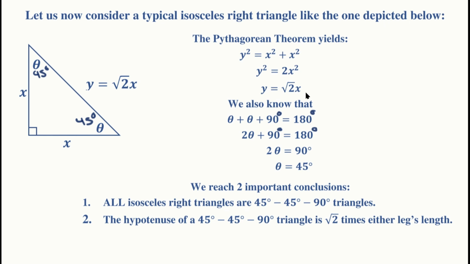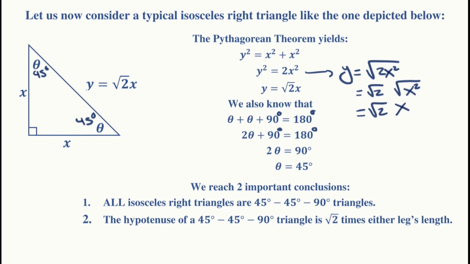We took the positive version because it's a length, and notice that the skipped step is that y equals the square root of 2x squared, which we of course can break up as the square root of 2 times the square root of x squared, and when x is positive, the square root of x squared is just x. You have to be careful. If you don't know the value of x, you should put absolute value of x. But when we know it's positive, because it's the length of a side of a triangle, it's safe to say that the square root of x squared is just x.